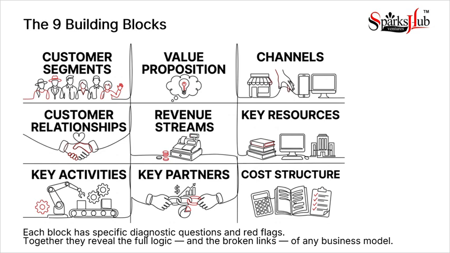The next block is the channels, which answers the question: how does the business reach customers? So examples include a walk-in store, or via WhatsApp, Instagram, Facebook, or you use distributors or via a website. Red flags to identify include where the SME client uses only one weak channel, or there is no structured marketing system.